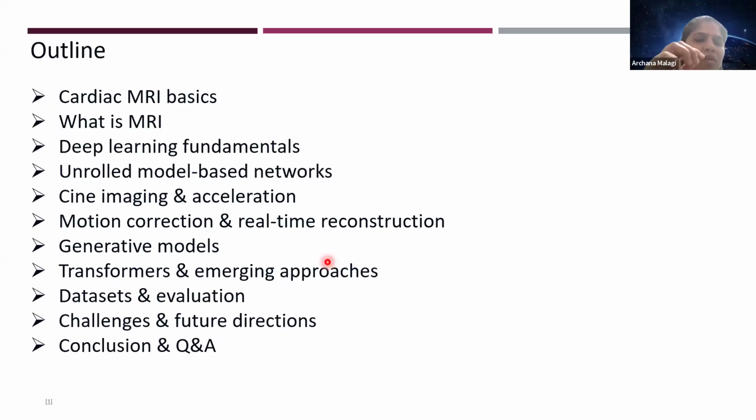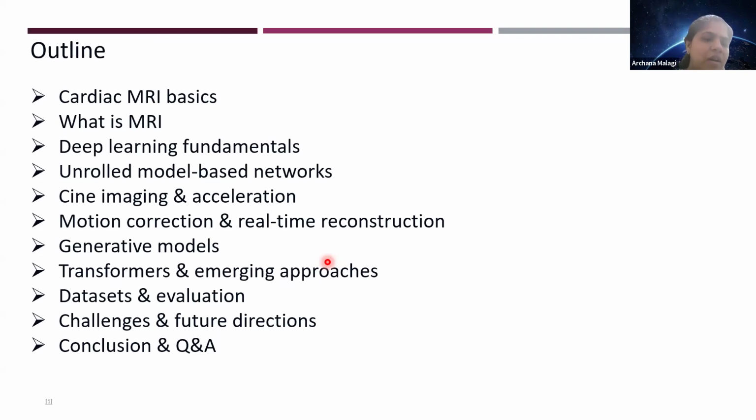So today we'll be covering, as ma'am said, AI in cardiac MRI, magnetic resonance imaging, and reconstructing those images. So the outline for this presentation is that we'll be covering cardiac MRI basics, what is MRI, and then a little bit about deep learning fundamentals and different architectures used in cardiac MRI. For example, there are unrolled model-based networks, and then various imaging used in cardiac MRI, like CINE imaging, and how different aspects of MRI cause issues, and how AI is able to address those issues. For example, if there is any motion in the image, how it can correct.